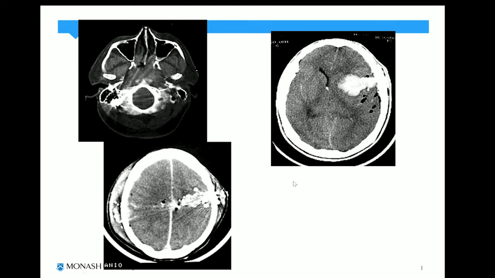So here we have a patient who was shot, and you can actually see how the bullet came in. Here you can see the entry wound, and then as it goes through, the exit wound is then bigger. You can also see fragments on that image as well.